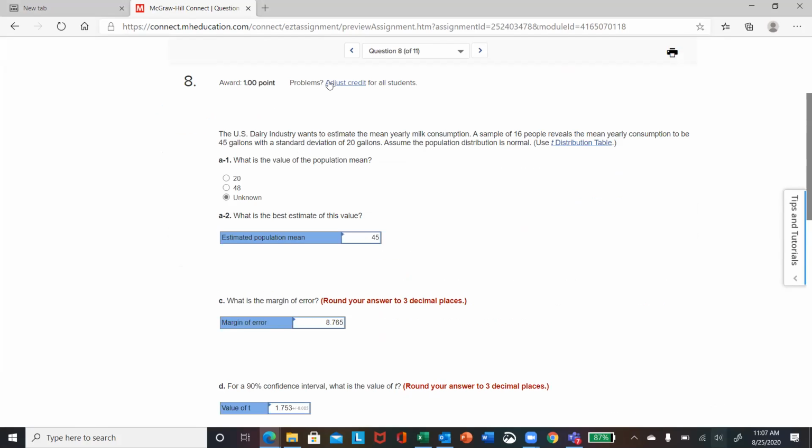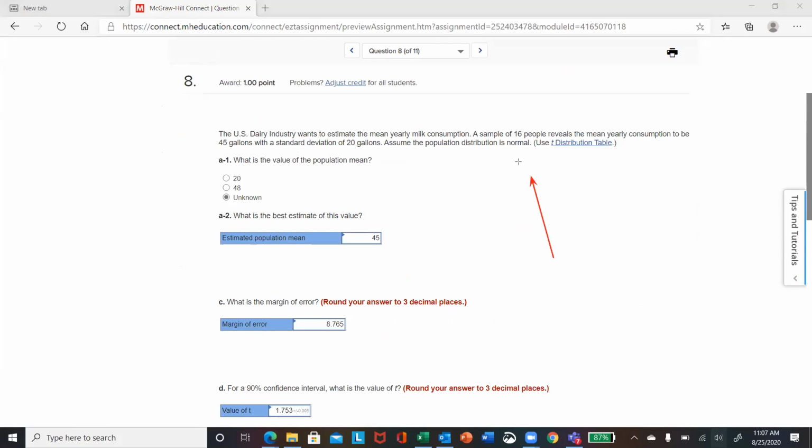Number 8, same thing, very similar problem. They give you a sample of 16. Your sample size is 16. Notice yearly consumption is 45 gallons. Sample standard deviation is 20. Population mean is unknown. 45 is X bar. So I'll just kind of remind you, I'll make a note as I go through this again. This number right here, which was given in the problem, that is called your sample mean.